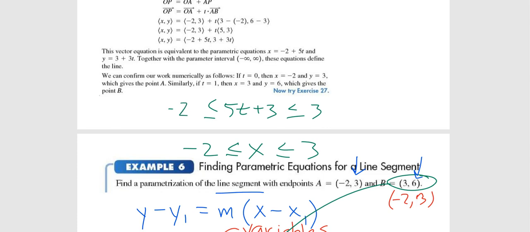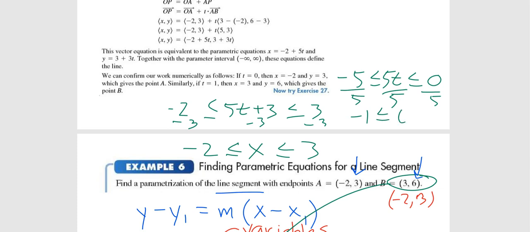And let's see, you subtract 3 from both sides. Minus 3, minus 3, minus 3. And I got negative 5 is less than or equal to t, which is less than or equal to 0. Oops, sorry, that would be 5t. And then I would divide out the 5. And, oh look, negative 1 is less than or equal to t, which is less than or equal to 0. Yes!